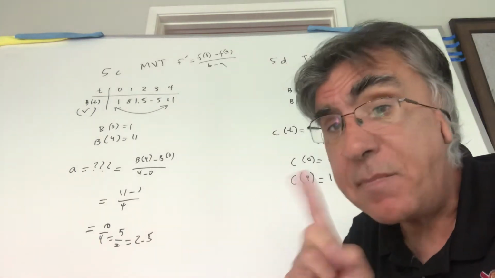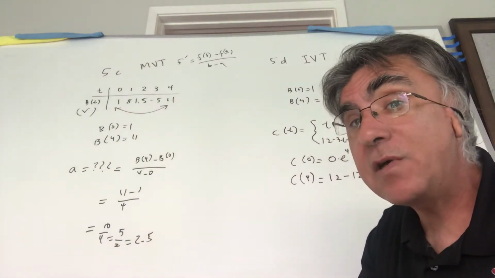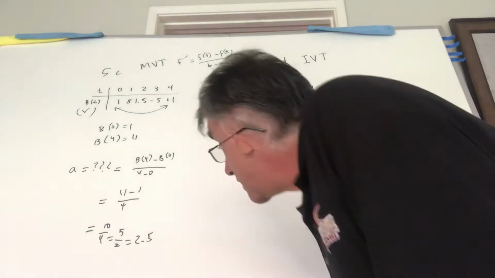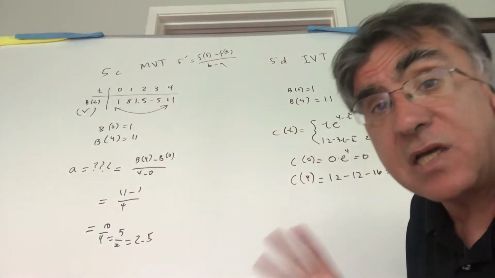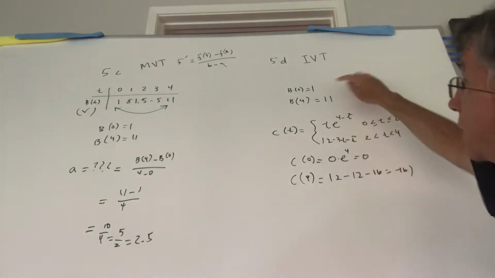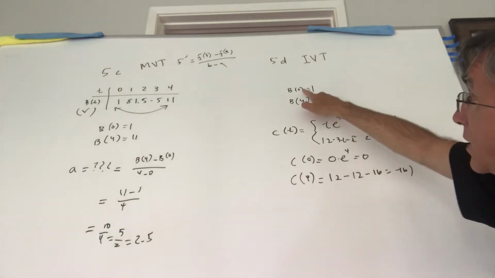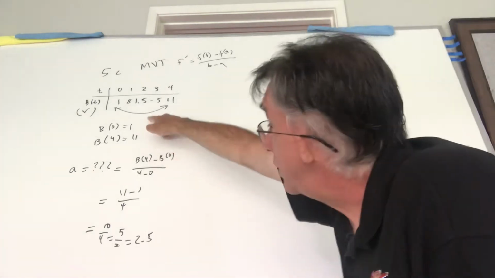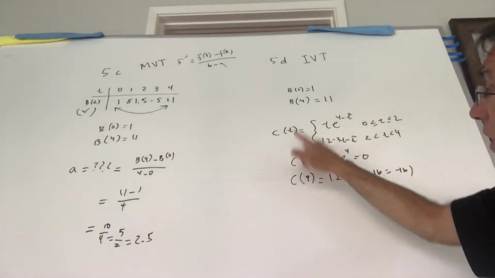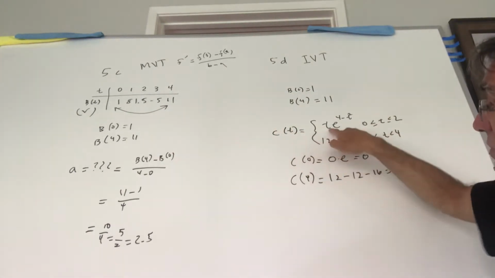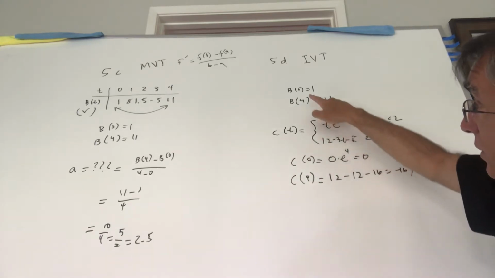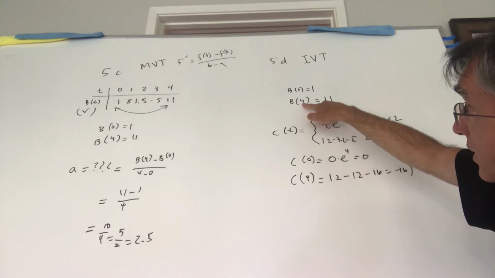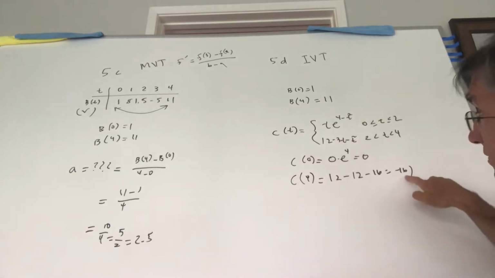Now, you're going to use the same points in the next question, but now we're going to use something called the intermediate value theorem. These are often next to each other on the test. It's not uncommon that they would put these two. So here's the idea. B of 0 is 1, and B of 4 is 11. Now, I found the same thing using the C function. C of 0 is 0, and C of 4 is negative 16.